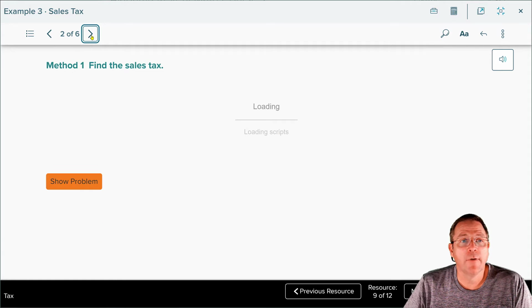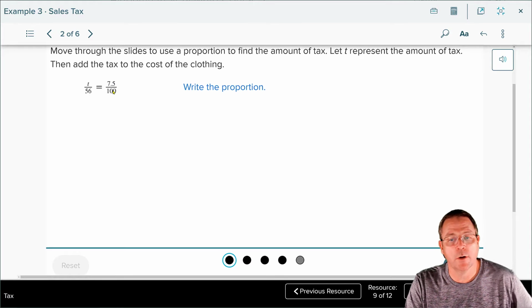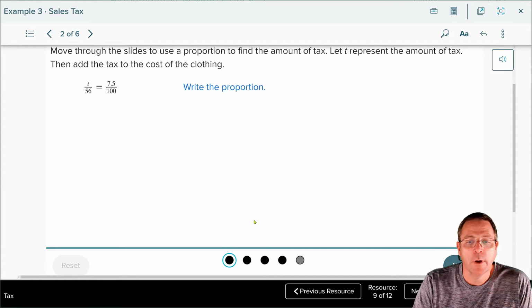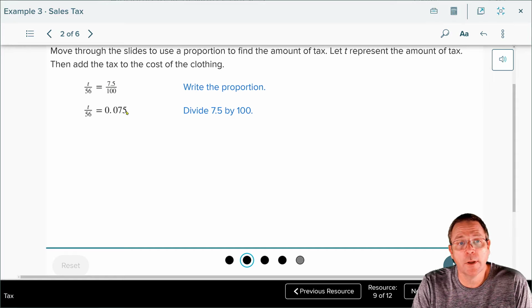Method 1, find the sales tax. Now this one's going to work just like the ones we've done before, where we set up the tax is to $56 as 7.5 is to $100. From here, we're going to divide 7.5 by 100, and that gives us 0.075. Think about it. That would be 7 hundredths. So right here, the 7 is in the hundredths place. The 5 goes on the end of that, so it's 0.075.